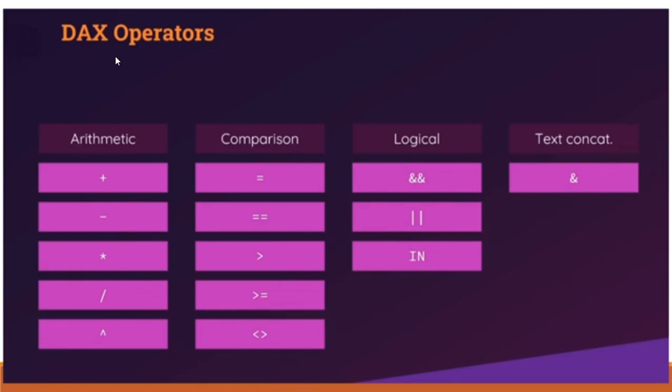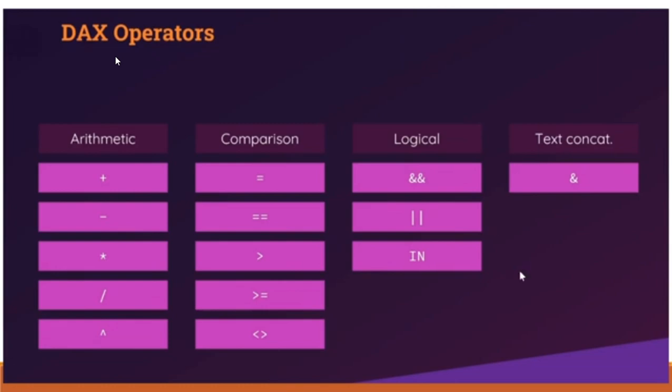Concatenation only works for text columns. It doesn't work for numeric columns. When I say concatenation, it only refers to the text columns, or the columns that are of the data type text. Now, these are the different operators that you can use in DAX language: the arithmetic operators, comparison operators, logical, as well as text concatenation operators.